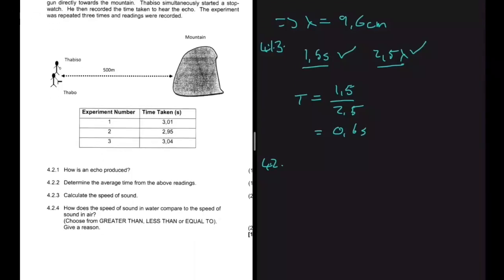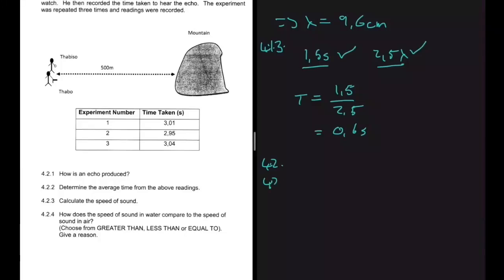Right, and then the first question, 4.2.1, how is an echo produced? An echo is produced by sound waves reflecting off a surface, right? So an echo is produced by sound waves reflecting off a surface.